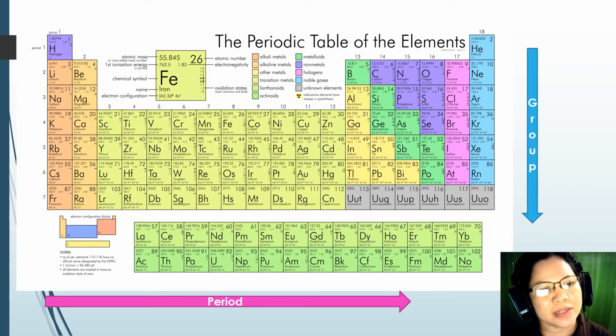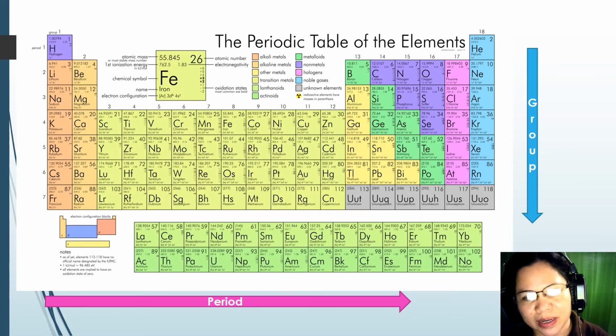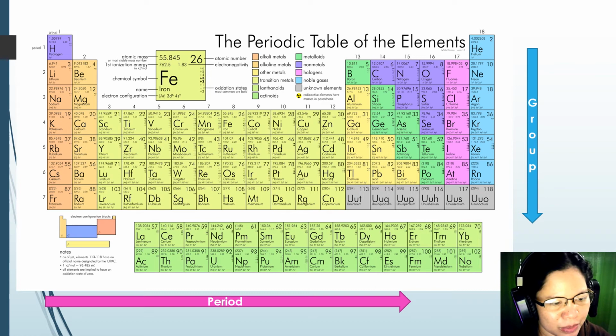So it depends on the periodic table that you are using. So titingnan nyo na lang. You examine very carefully the periodic table, the key information written in your periodic table.